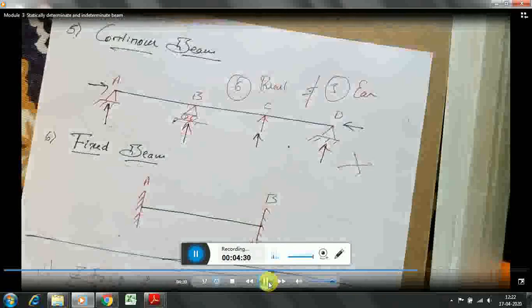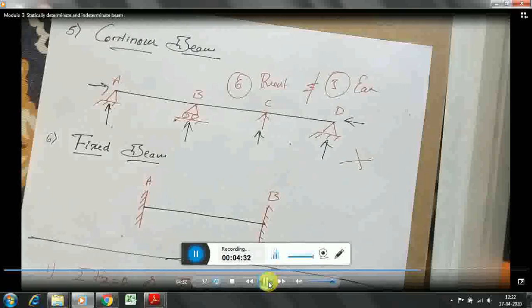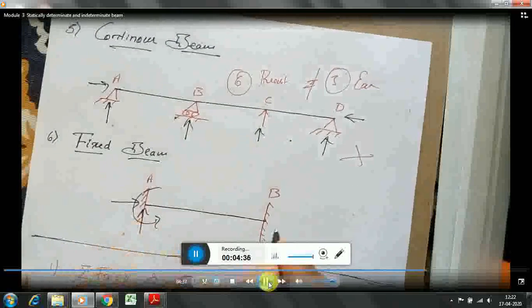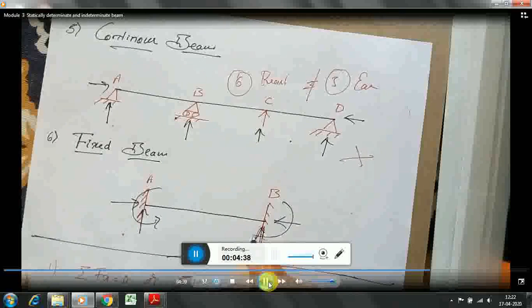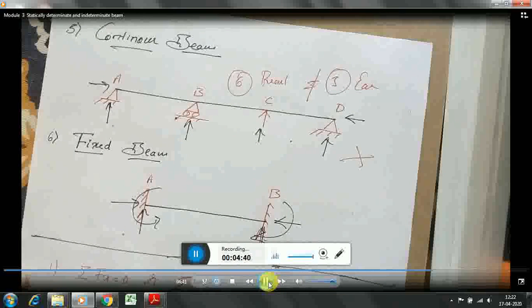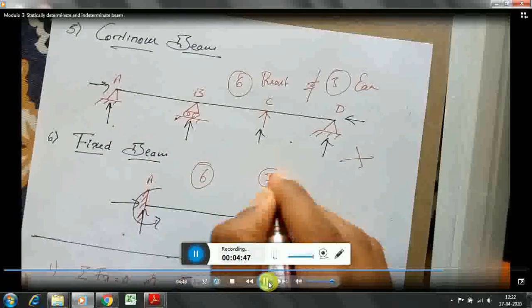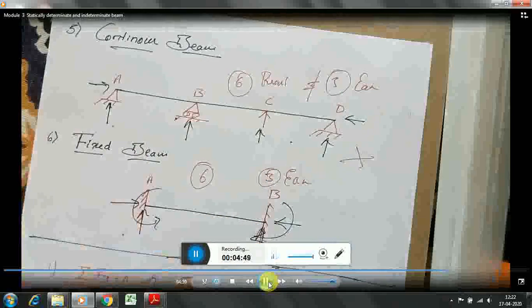For the fixed beam, we have again 1, 2, 3 reactions at one end and 1, 2, 3 reactions at the other end. So totally this beam is having 6 reactions, and I have only three equilibrium equations. So this is a statically indeterminate structure.